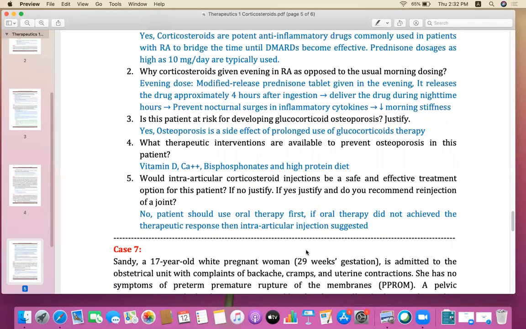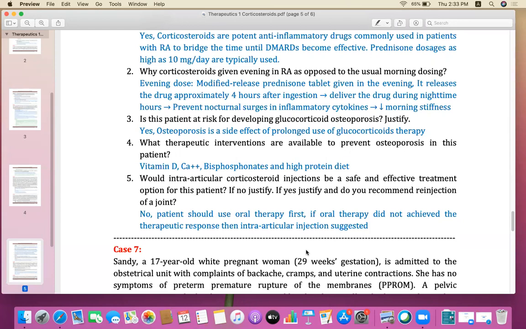There is another question. Would intra-articular corticosteroid injections be a safe and effective treatment option for this patient? If no, justify. If yes, justify, and do you recommend re-injection of a joint? In my opinion, intra-articular injection is not safe. No. My opinion is that the patient should use oral therapy first. If the oral therapy did not achieve the therapeutic response, then intra-articular injection is suggested.